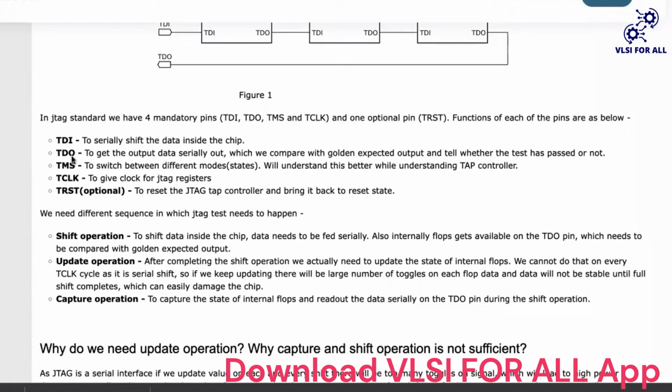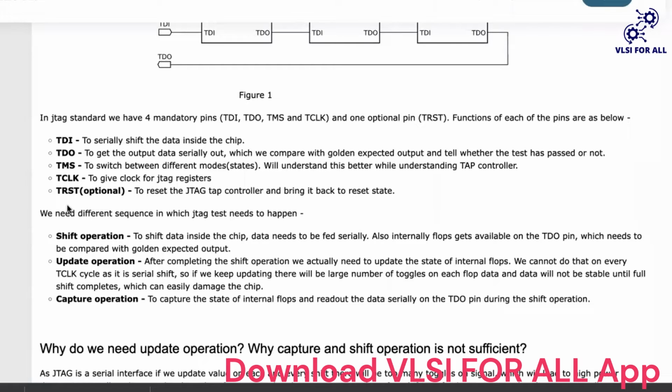So whatever data you are getting out of your chip, you have to check whether it's working correctly or not. Through that, you will get to know, that is TDO. TMS is basically to shift between different states and different modes. We will have a better understanding of TMS later in the lecture, when we touch upon the TAP controller and all. So just hold on to this one. TCLK is basically to give the clock for the JTAG registers, and TRST is to basically reset the JTAG TAP controller and bring it back to the reset state.